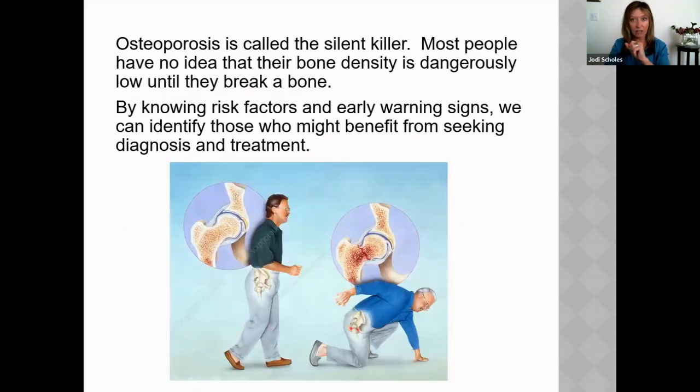The biggest risk factor for osteoporosis is that people don't know they have it. And they don't know they have it until they fall. So sometimes the first sign of osteoporosis is a fracture. They've fallen and broken a hip. So just knowing those early warning signs and what can be done to increase bone mass.